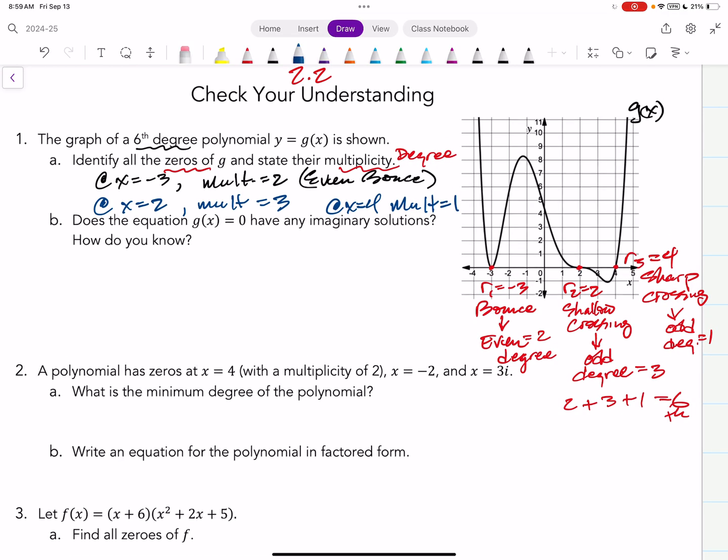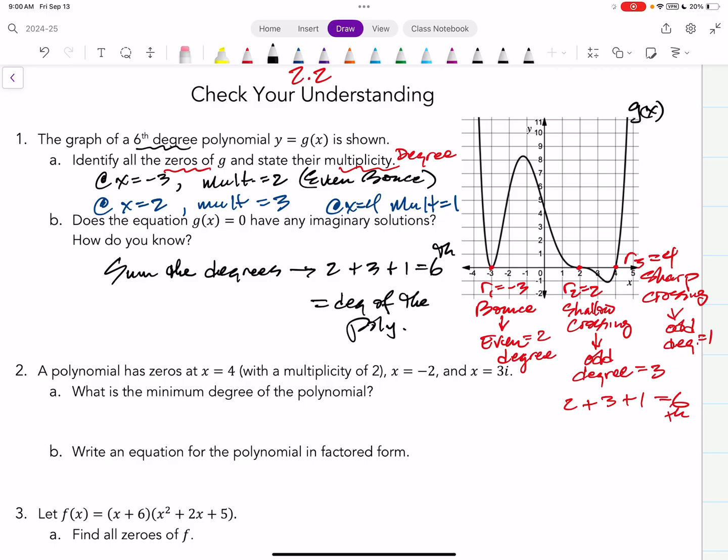Okay, part B: does the equation g of x have any imaginary solutions? How do you know? We add up the degrees. Sum the degrees. Degree 2 plus degree 3 plus degree 1, and we get 6th degree here, which equals the degree of the polynomial.